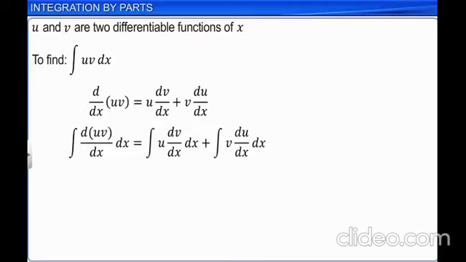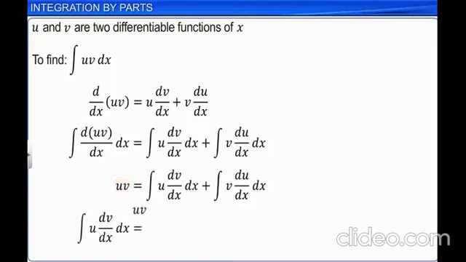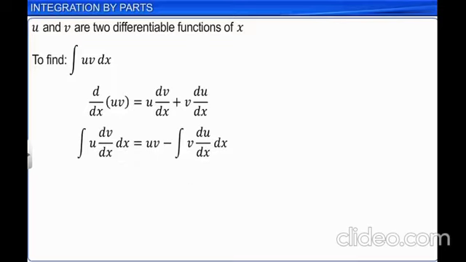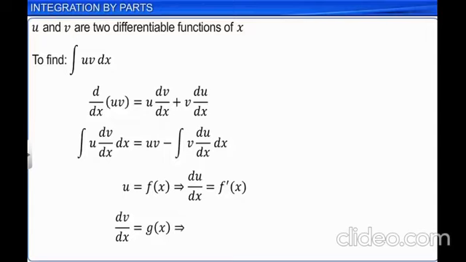Since integration and differentiation are reverse processes, the left-hand side will become u into v. On rearranging the terms, we get the expression as shown. Now, let's denote u by f of x. This implies that du upon dx is equal to f dash of x. Also, let us denote dv upon dx by g of x. This implies that v is equal to integral of g of x dx.